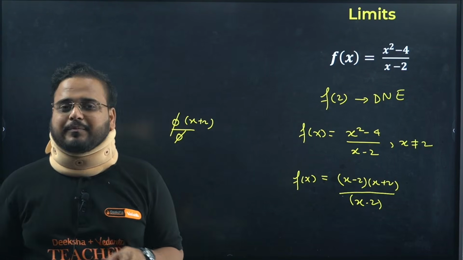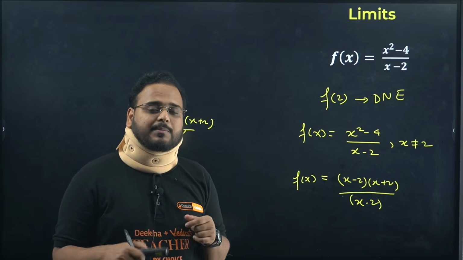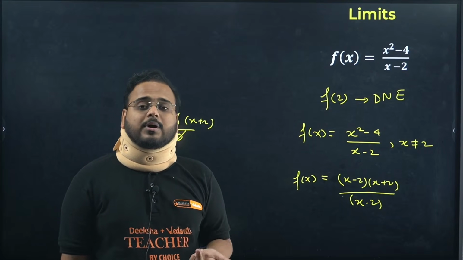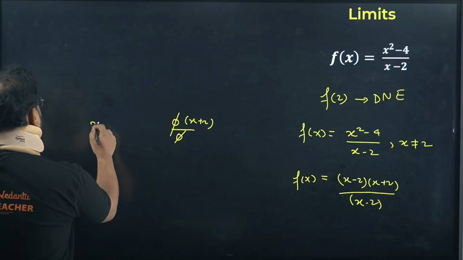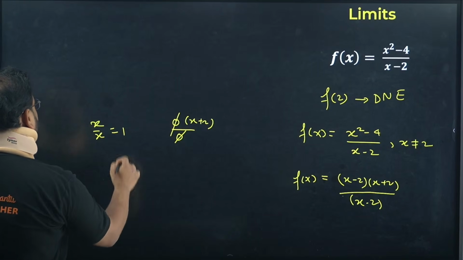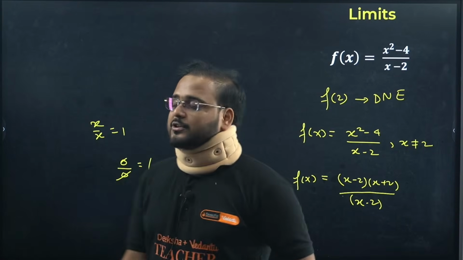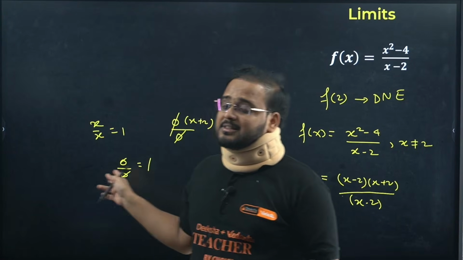You might have seen a lot of trick maths, okay? Here and there people keep coming and asking you this question: 0 by 0 is 1, sir, because we cancel something. If x by x equals 1, then why can't we take 0 by 0 as 1? Not possible. 0 by 0 is not defined, so you cannot cancel that, okay?